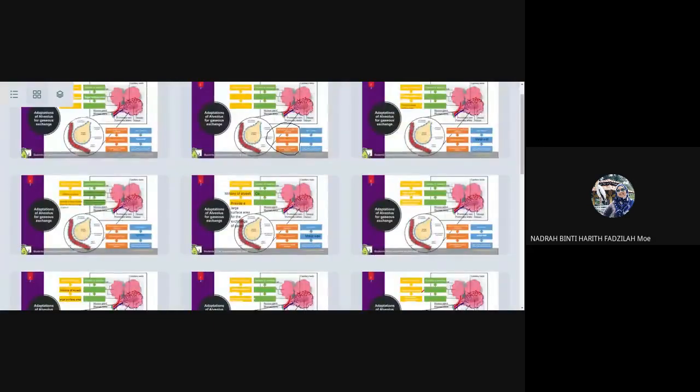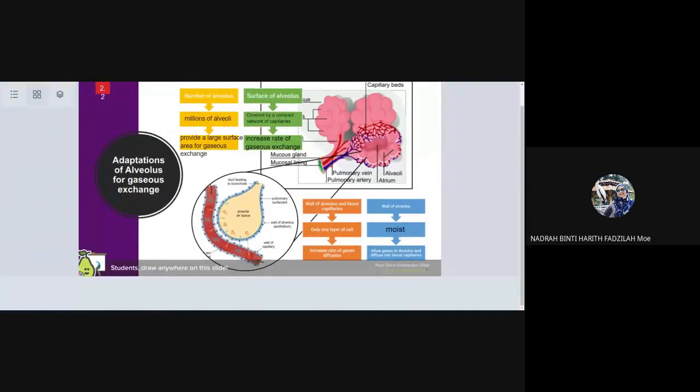Let's take a look at another one. Okay, so this answer, she said that the surface of alveolus, I'm referring to the green box here, is covered by a compact network of capillaries. Kalau kamu tulis covered by a network of blood capillaries pun cukup dah. So, because there are a lot of blood capillaries, the function is to increase rate of gaseous exchange. Very good.